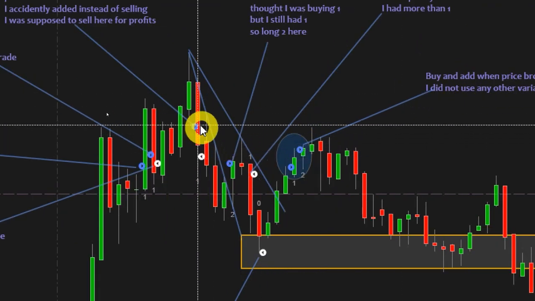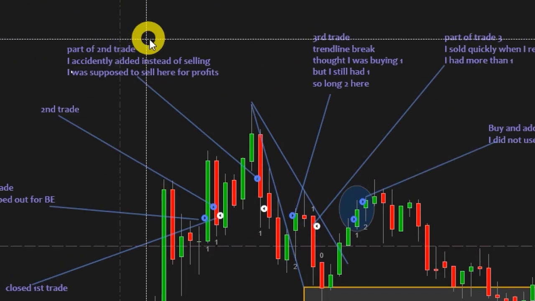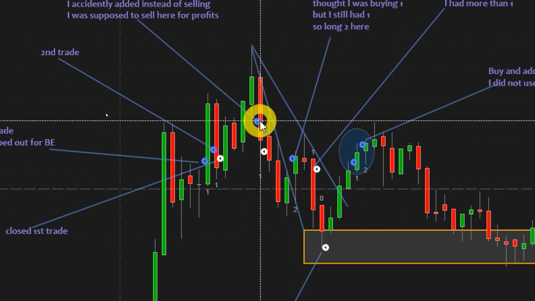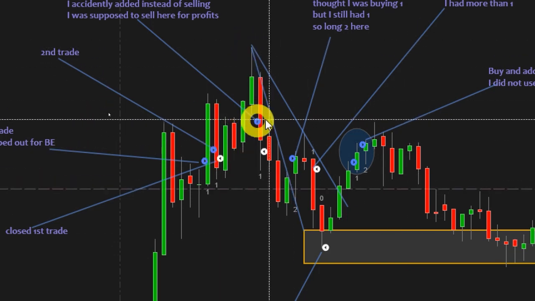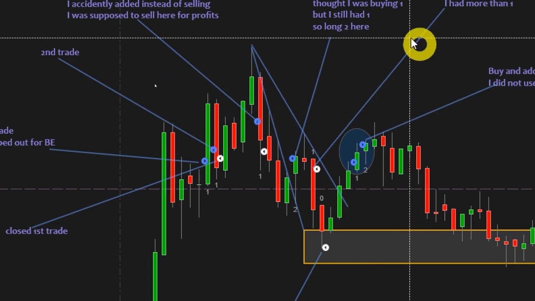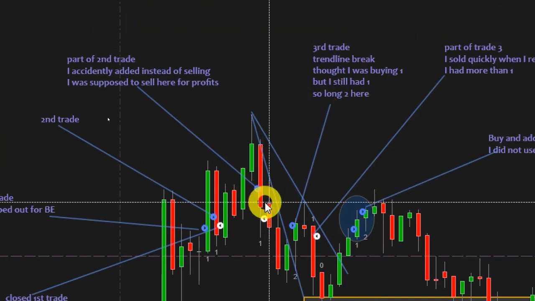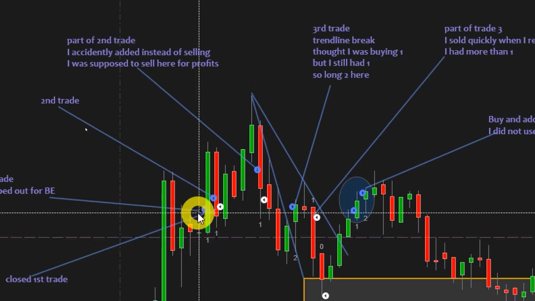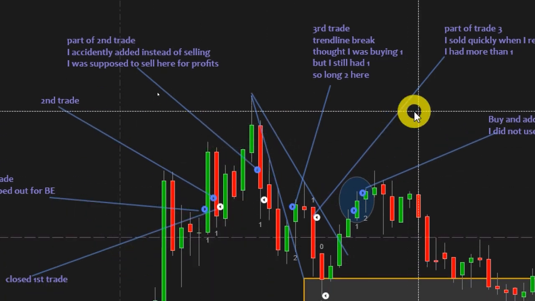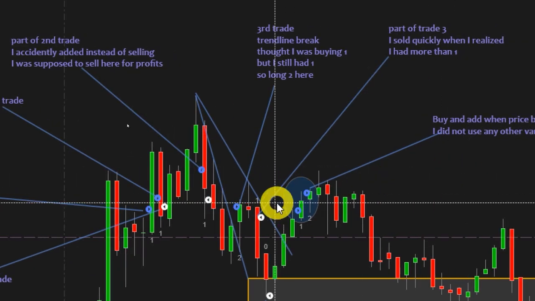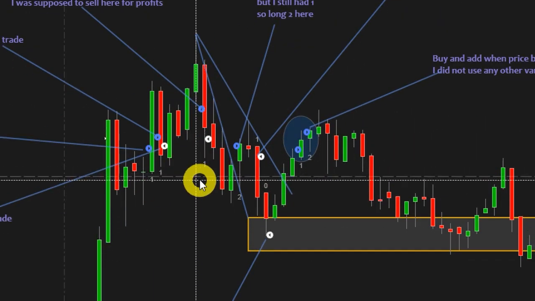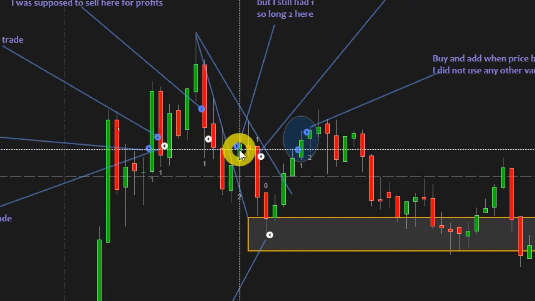Looks like I ended up adding to that, or accidentally added. Oh no, I know what happened. It went up and it came back down, and I accidentally added instead of taking my profit. I remember saying, if it breaks this candle, I'll take my profit. So that second trade would have been a winner, with the first one being break even, except I actually bought another one instead of selling, and then I had two, and it was a bummer. When I realized it, it looks like I stopped out.